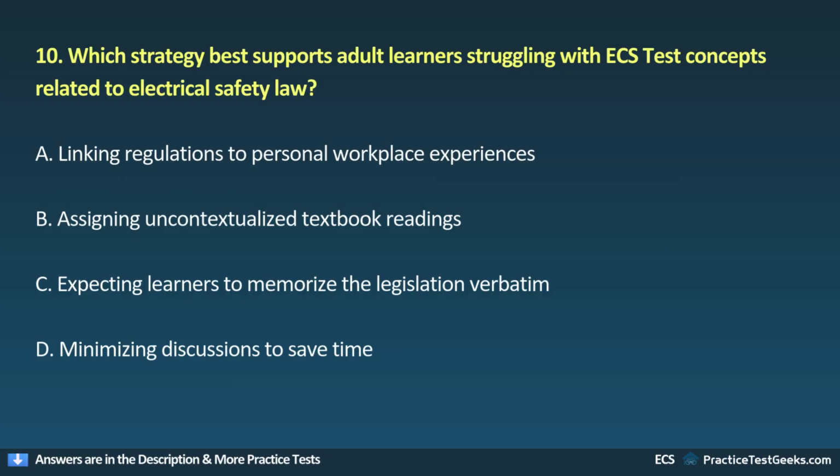10. Which strategy best supports adult learners struggling with ECS test concepts related to electrical safety law? A. Linking regulations to personal workplace experiences. B. Assigning uncontextualized textbook readings. C. Expecting learners to memorize the legislation verbatim. D. Minimizing discussions to save time.